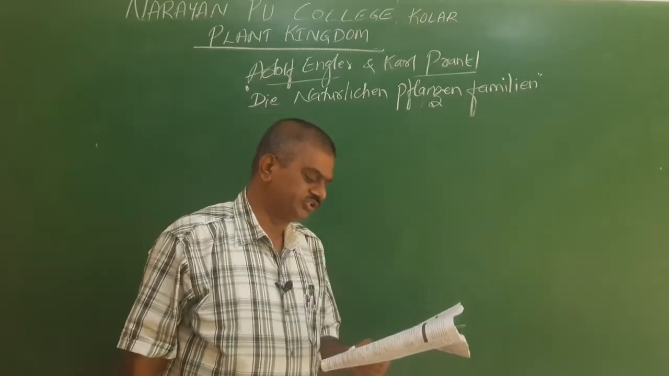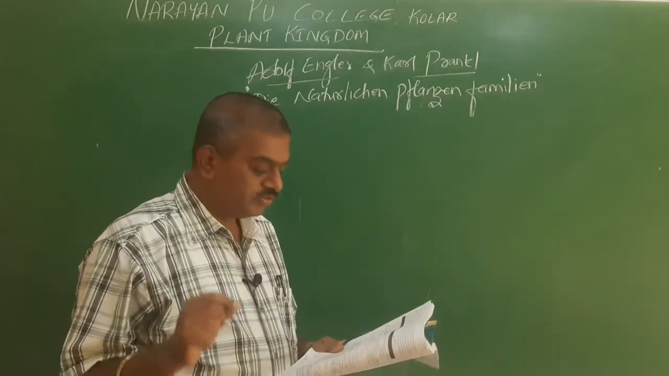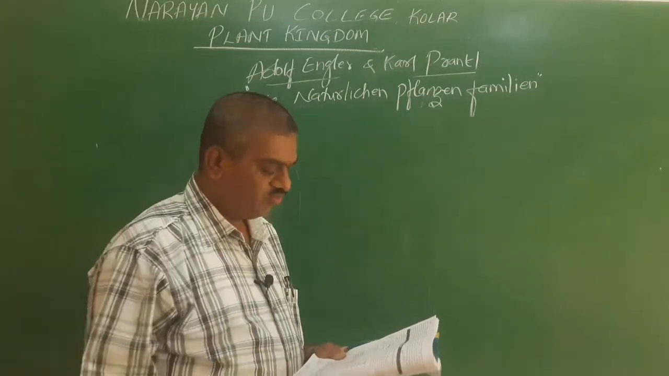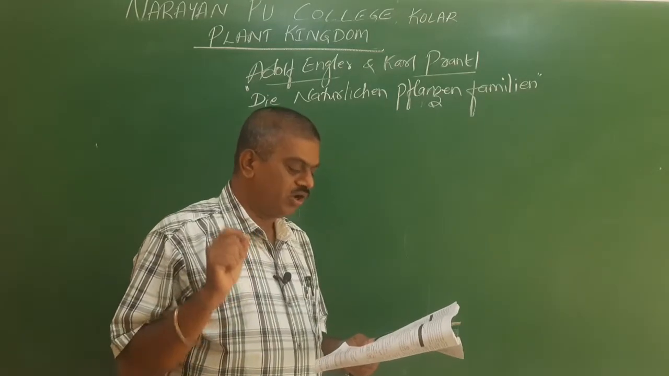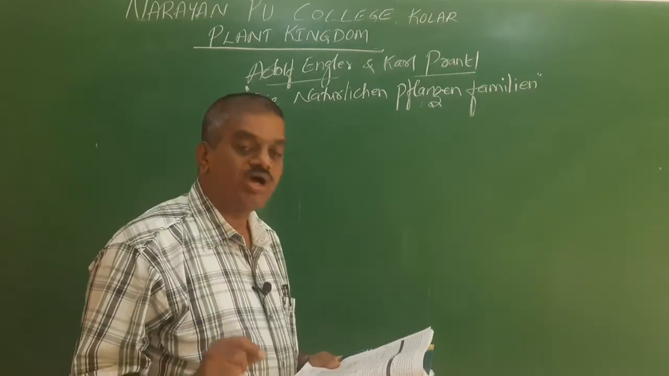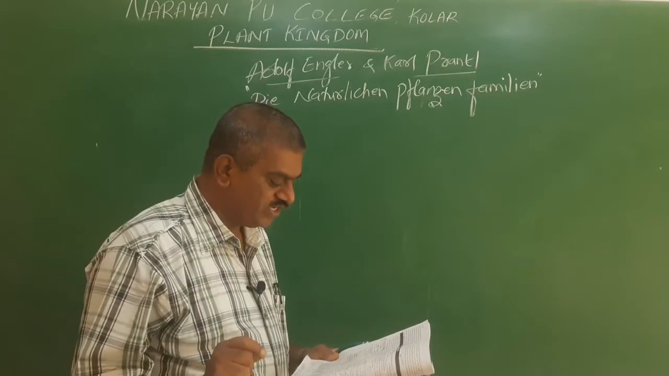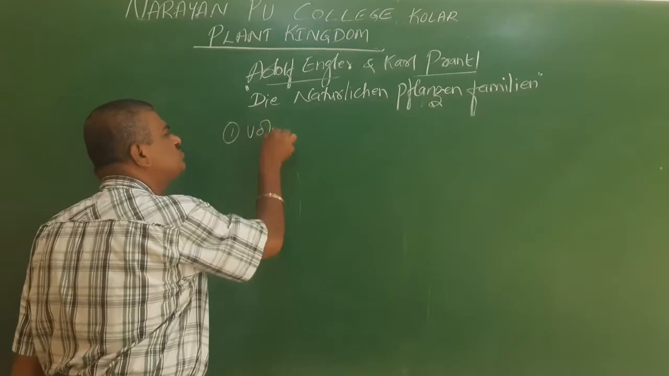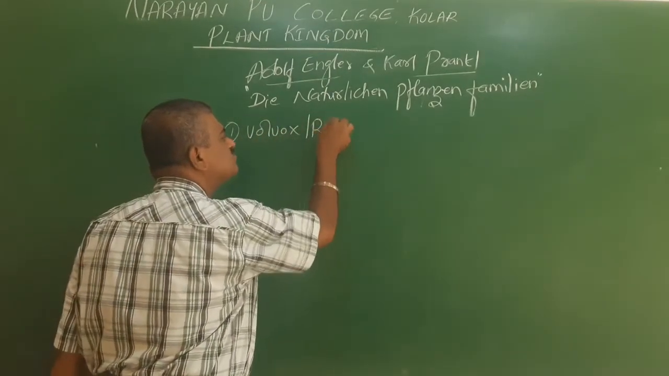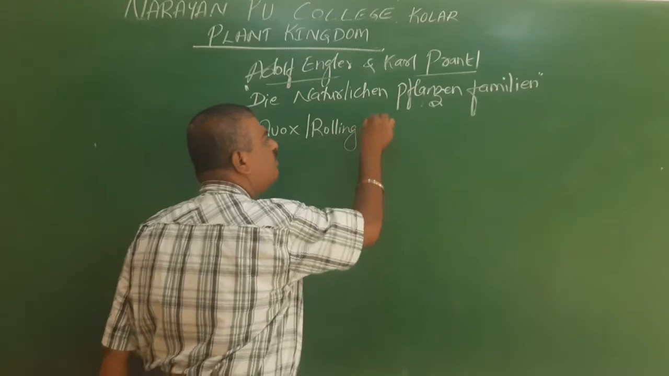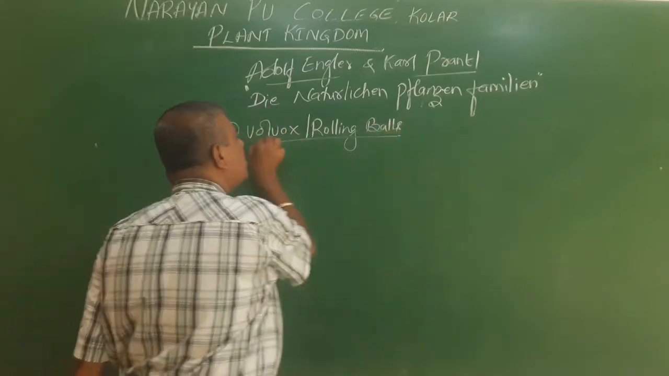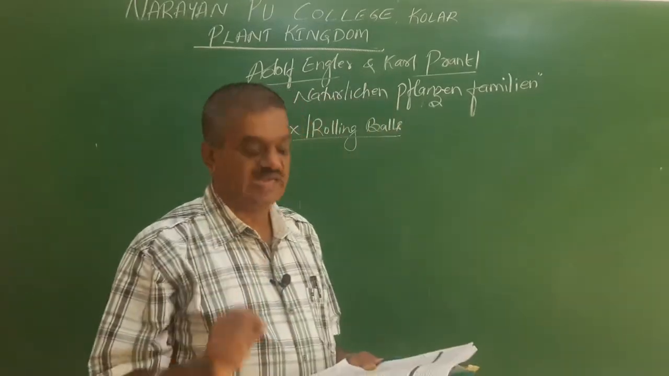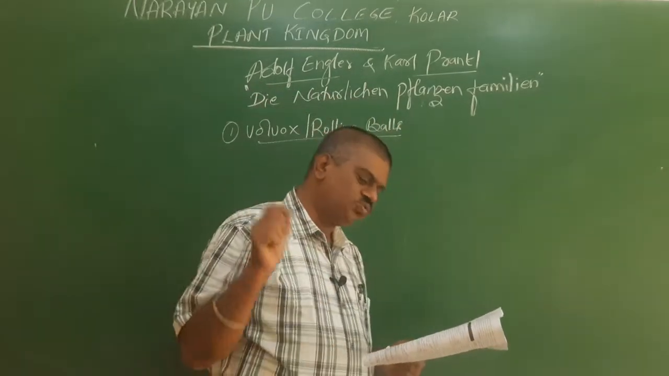Now we go for the third question. In which algae are motile colonies found? I'll repeat this. In which algae are motile colonies found? The first one is Volvox. We know that Volvox is also called rolling balls. Here there is a presence of biflagellated spores. This helps in motility. So the right answer is Volvox.